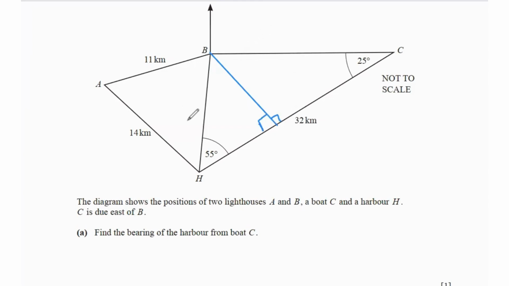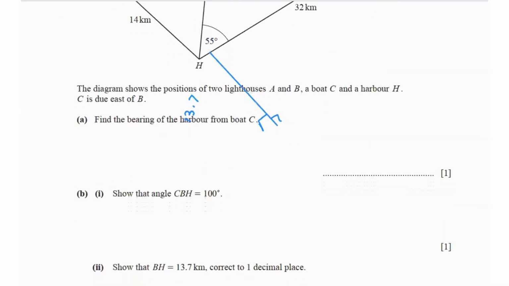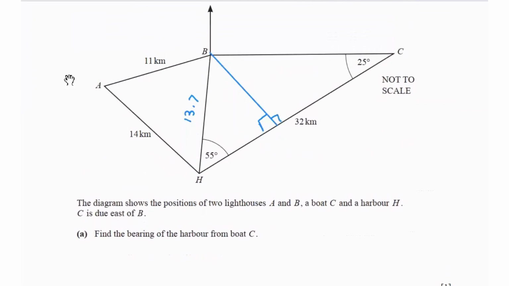So what we can do is, I know this was 13.7, if I'm not wrong. Yeah. So you can use SOHCAHTOA to find this length. Using SOHCAHTOA, we can find this shortest distance of B from the harbor, from this point, sorry. We have the hypotenuse, we have the angle, we have to find this.